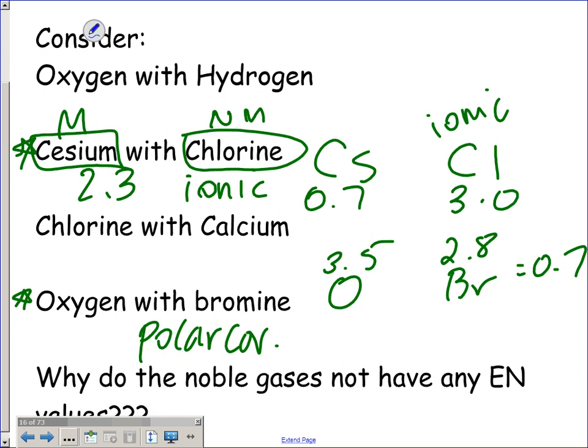Okay, so here's how you draw this. We draw a covalent bond, right? All we do is draw a line between them. All right, a line between them means 2 electrons. Okay, a line means 2 electrons. Make sure you know that.